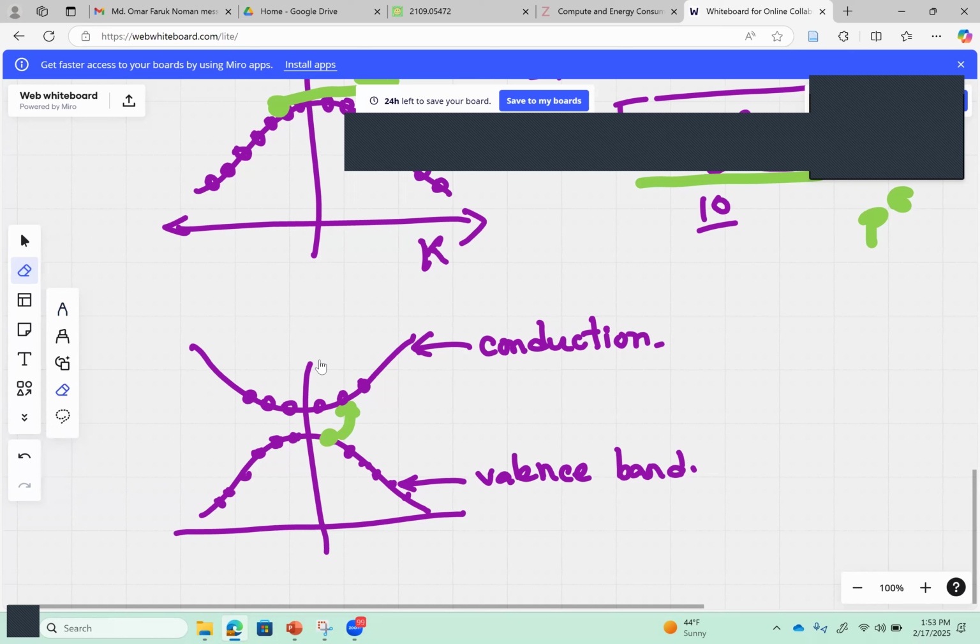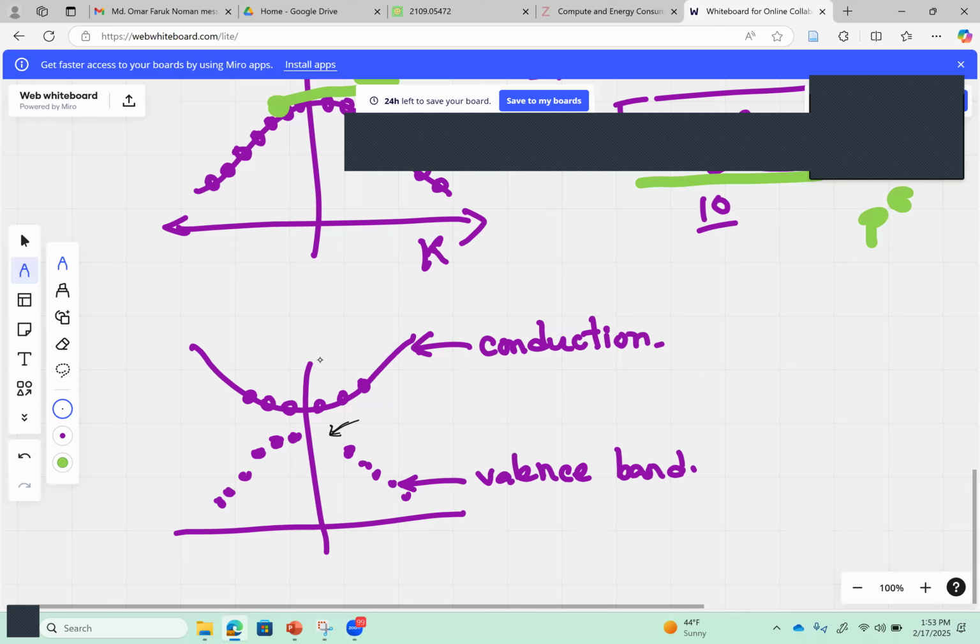So let's say an electron, previously it was here in the lower valence band, and now because of applying some temperature or heat, it goes to the higher energy bands. So we have some empty space here. Okay, so this is some empty space. And interestingly, if you have some empty space, that empty space might help you to conduct current.